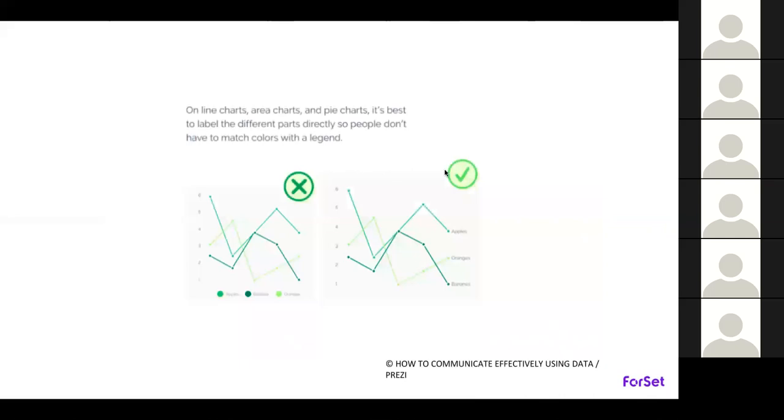For example, here is the example shown when we have line charts and we have the color codes written below, like apples, bananas, oranges, and in the second case we have the same labels written next to each of those lines, and it makes it much easier for us to perceive the information and see the main message right away.